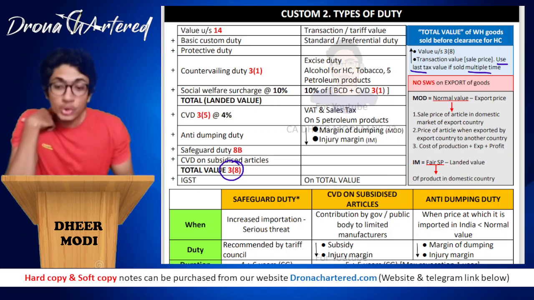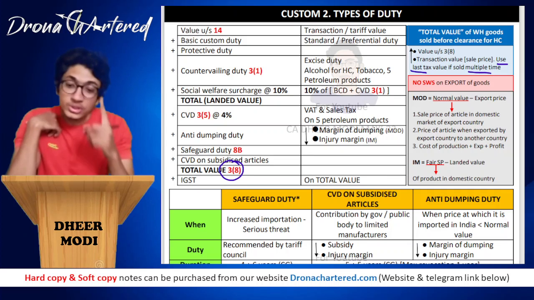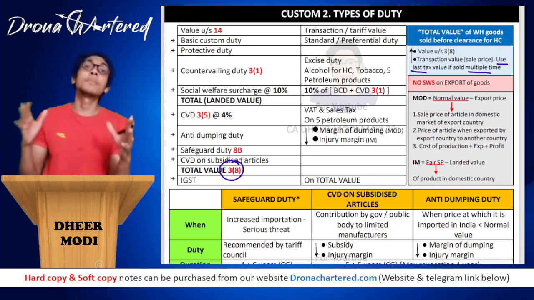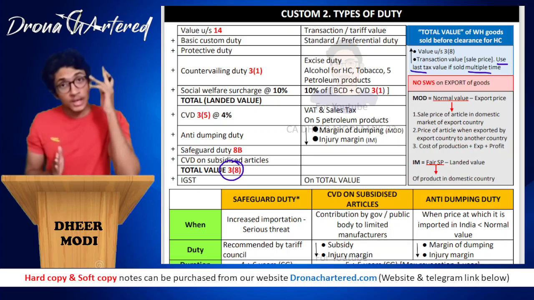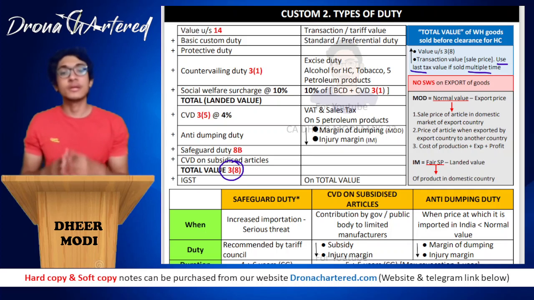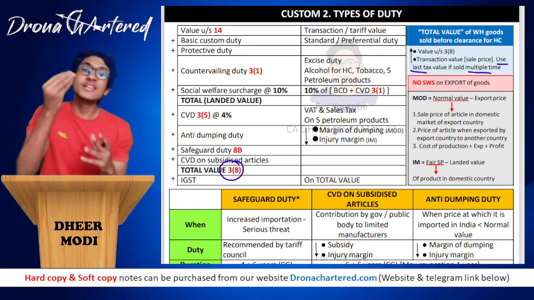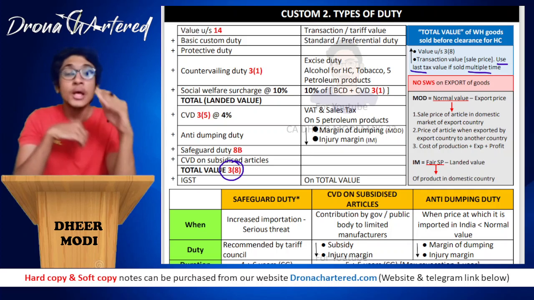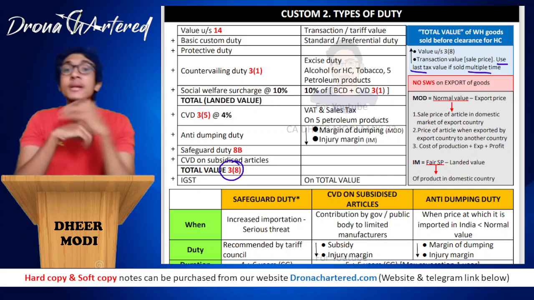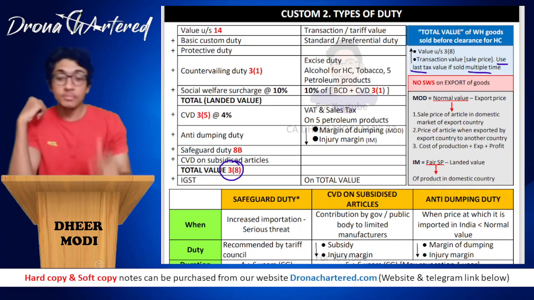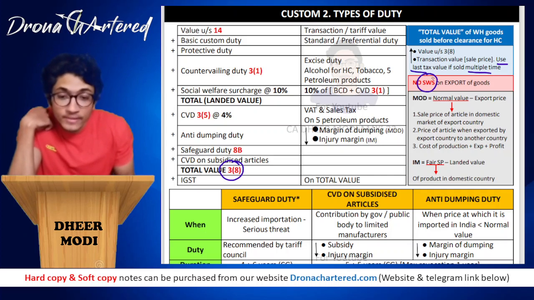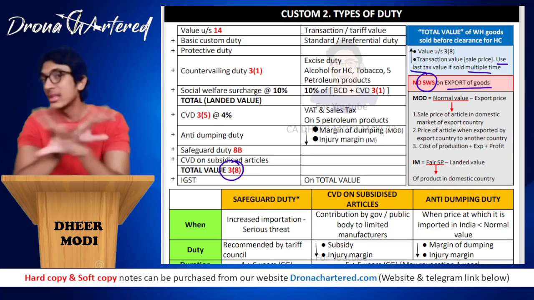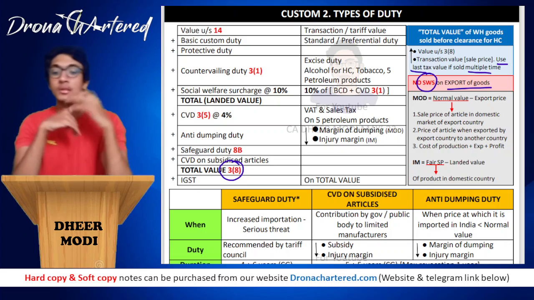Okay. Now what you have to remember, as I told you, social welfare surcharge, that is your SWS, will always be there at the rate of 10%, even if the question does not say anything about social welfare surcharge. Just like in DT, you have your health and education cess at the rate of 4%, over here, social welfare surcharge will always be 10%, except there will be no social welfare surcharge on your export of goods. So in case of export of goods, there will be no social welfare surcharge.